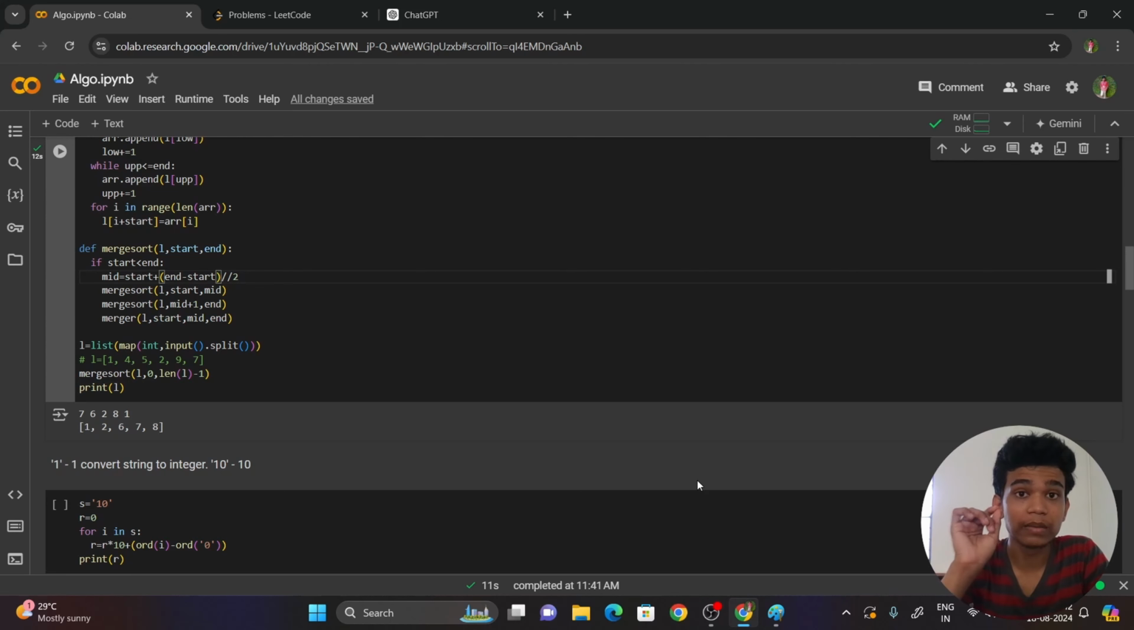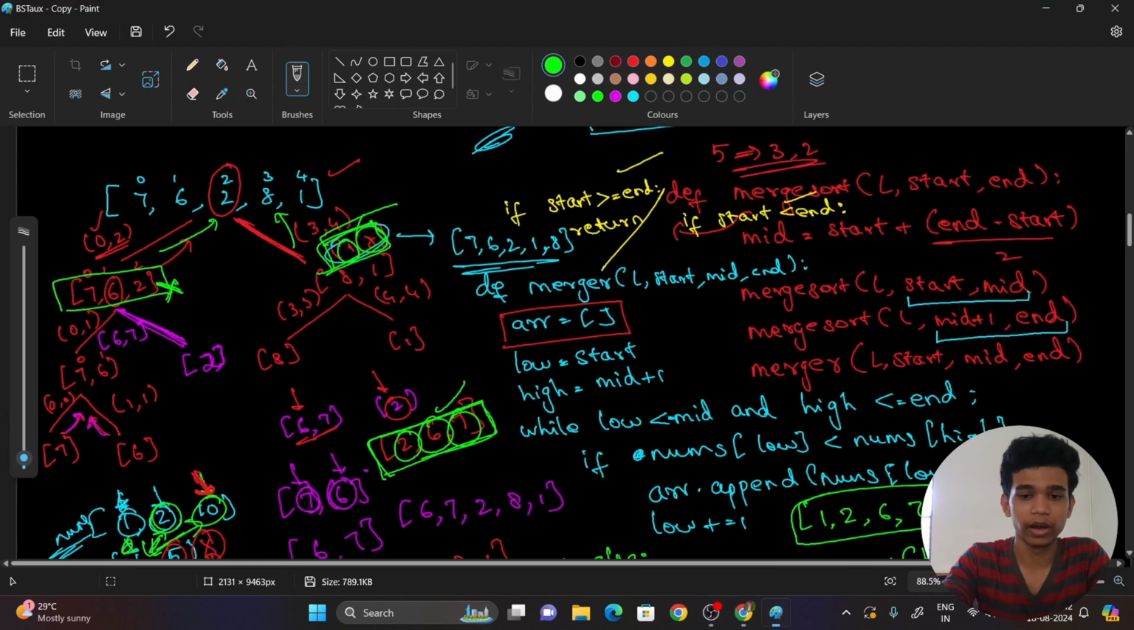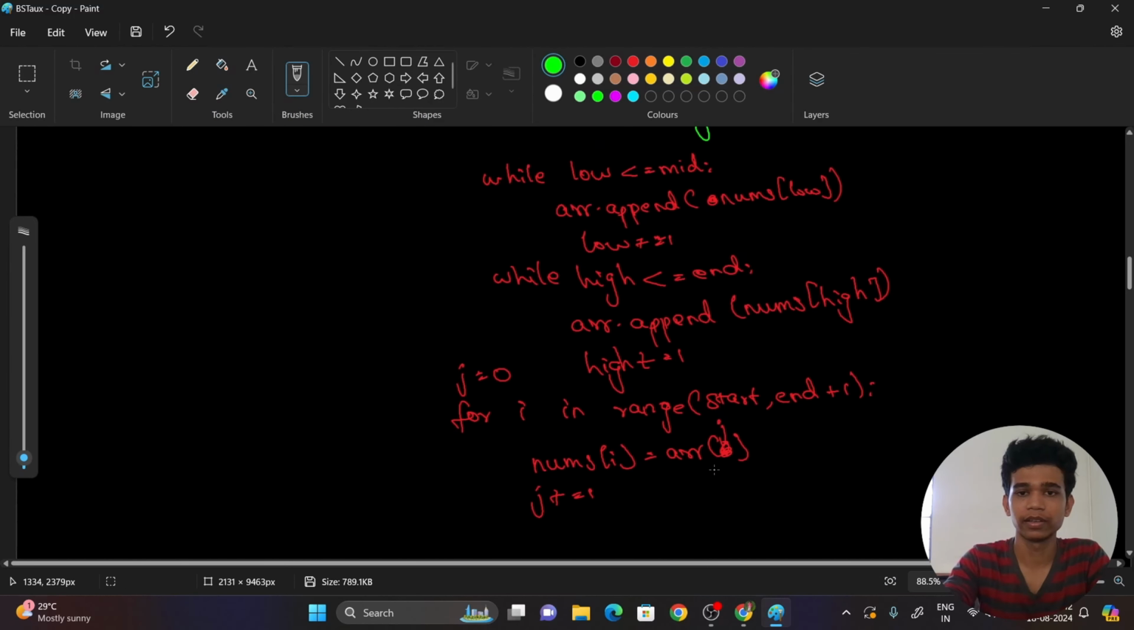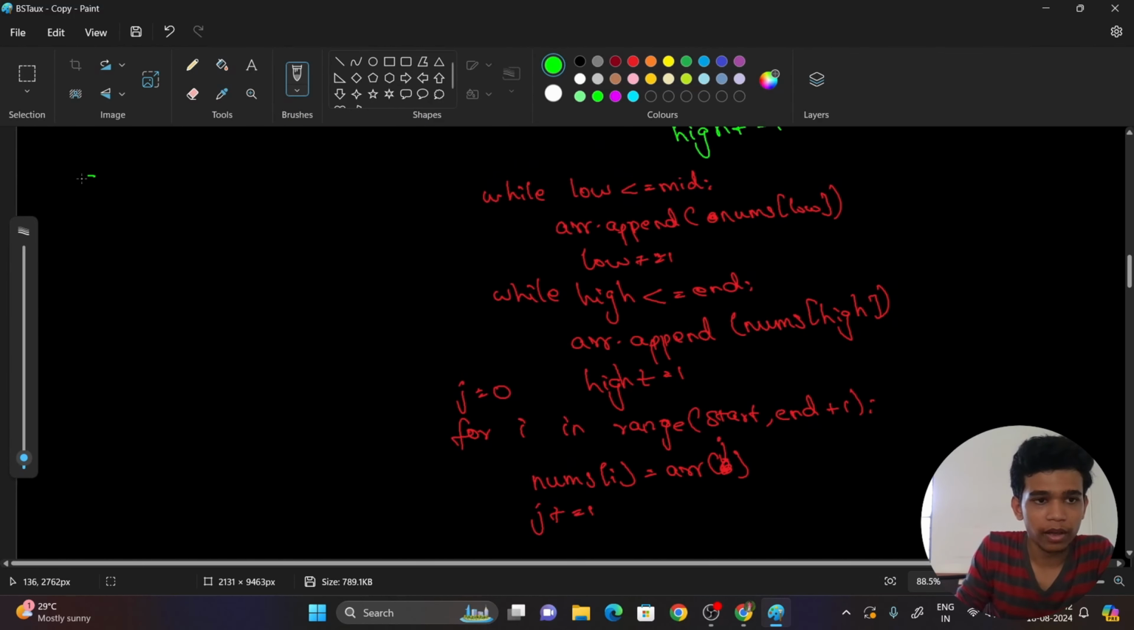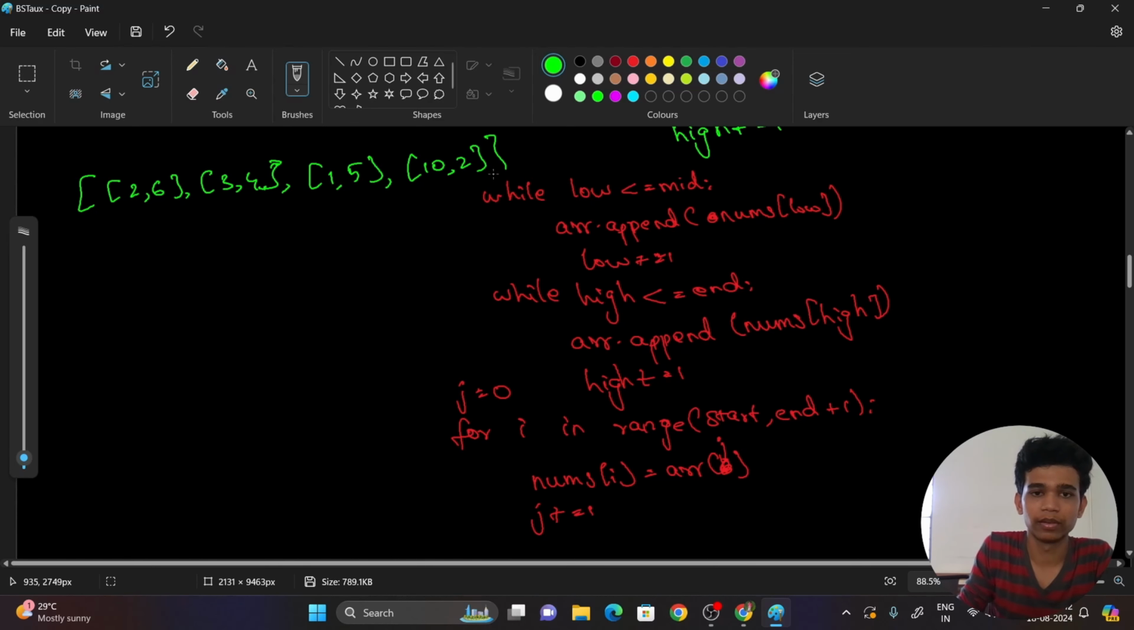Now, just observe here. We have done a simple merge sort. But in merge sort, we have various combos. They will give an array like this: 2, 6, then 3, 4, then 1, 5, then 10, 2, like this. And we want to sort this array with respect to the 0th index of each and every element. So this is an important sorting technique, and also an important sorting question, using merge sort. What should be the result?